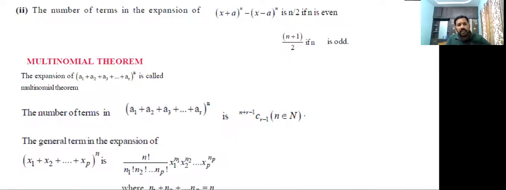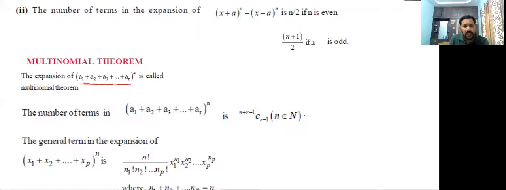In the previous class we discussed the concept. This is the continuation part. See that multinomial theorem. The expansion of (a1 + a2 + a3 + ... + ar) whole power n is called the multinomial theorem.